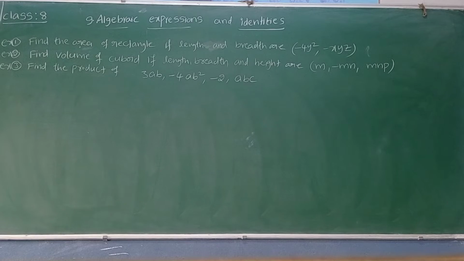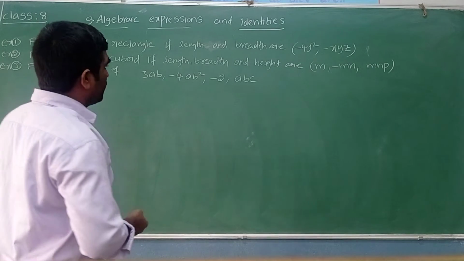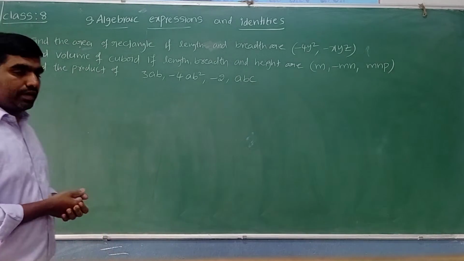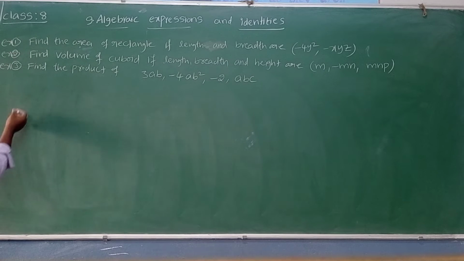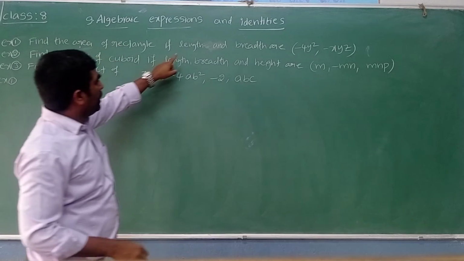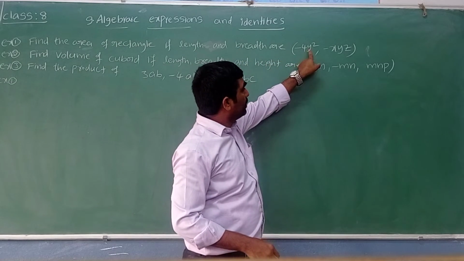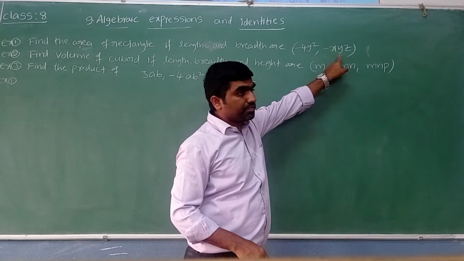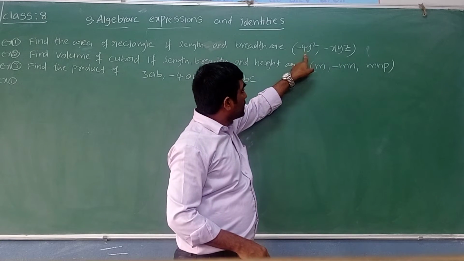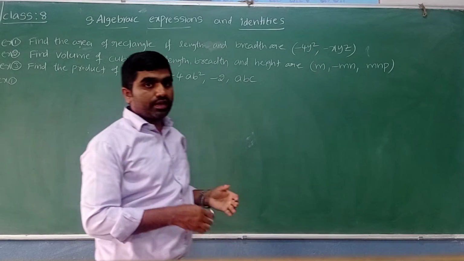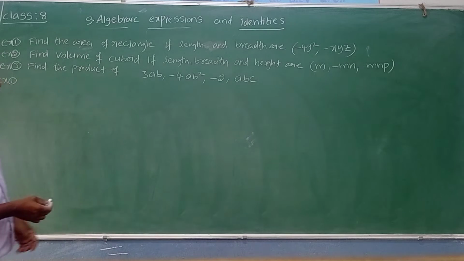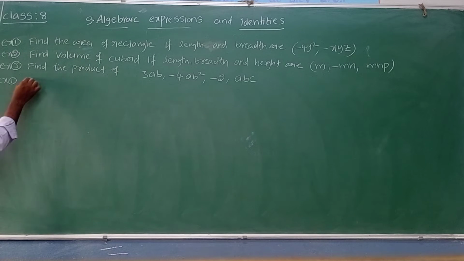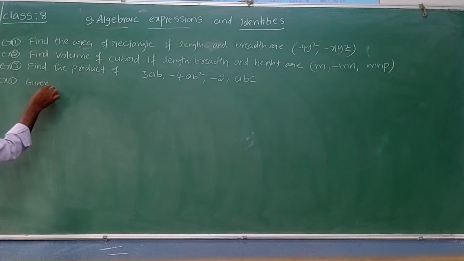Yes children, let's see some applications based on multiplication of algebraic expressions. Here we have some examples. Let's see the first one, example 1. Find the area of a rectangle if length and breadth are minus 4y square and minus x by z. The first one is given as the length, the next one is the breadth. They gave length and breadth and are asking the area of the rectangle. See example 1, first let me write here the given length.